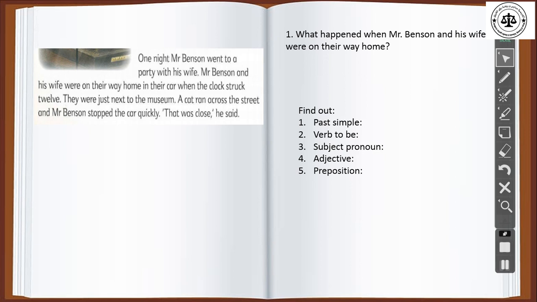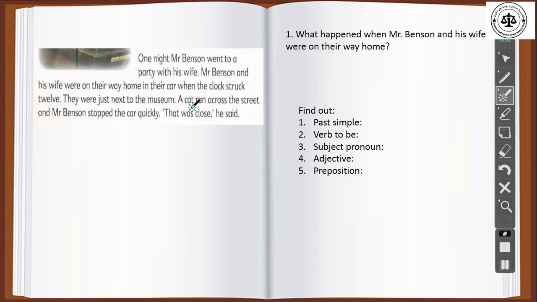Okay, here, one night, Mr. Benson went to a party with his wife. Where did Mr. Benson and his wife go? Yes, to a party with his wife, okay? Do you know what's the meaning of his wife? Yes, زوجته. Mr. Benson and his wife were on their way home in their car. When the clock struck 12, عندما أصبحت الساعة 12 تماماً, they were just next to the museum.